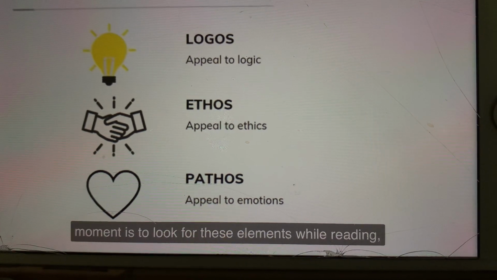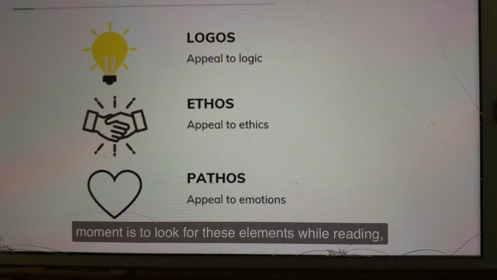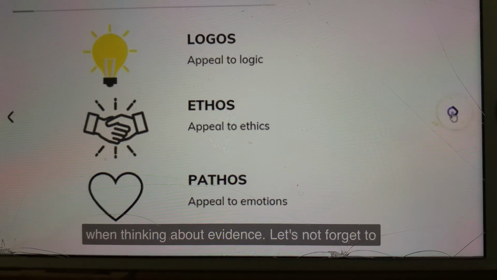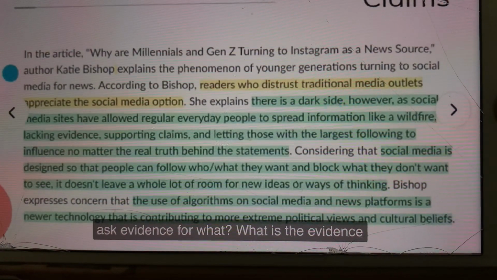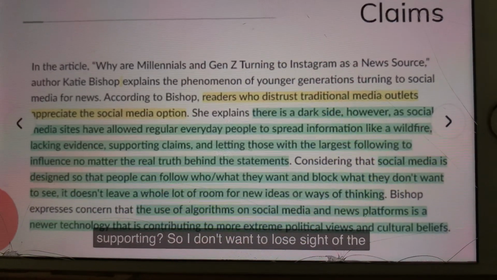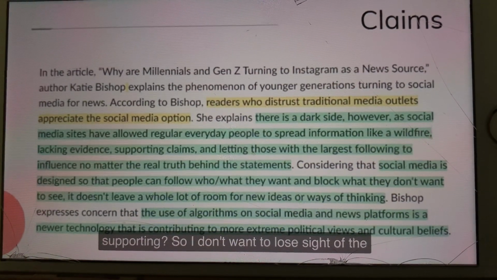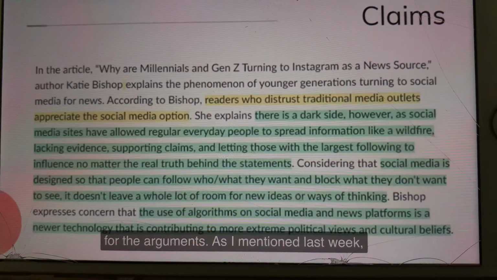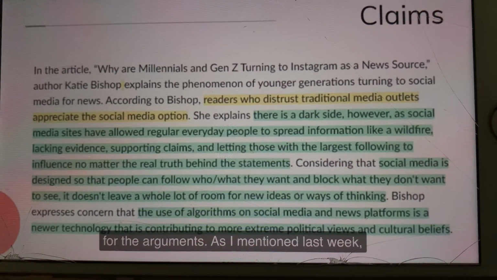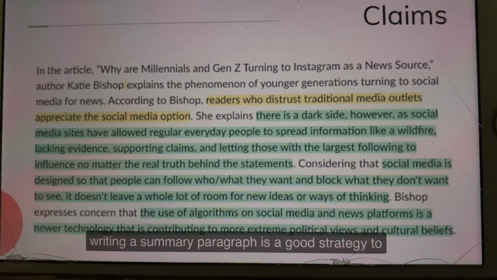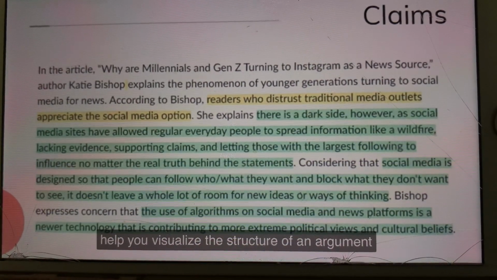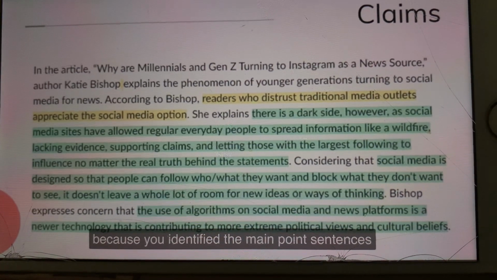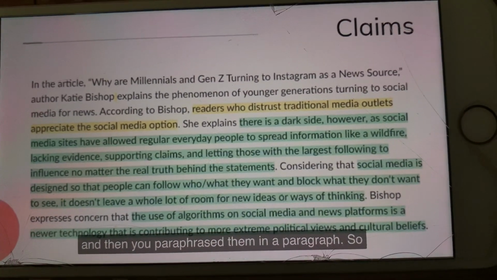Our goal at the moment is to look for these elements while reading. When thinking about evidence, let's not forget to ask, evidence for what? What is the evidence supporting? So I don't want to lose sight of the claims, the point sentences that provide structure for the argument. As I mentioned last week, writing a summary paragraph is a good strategy to help you visualize the structure of an argument, because you identify the main point sentences and then you paraphrase them in a paragraph.